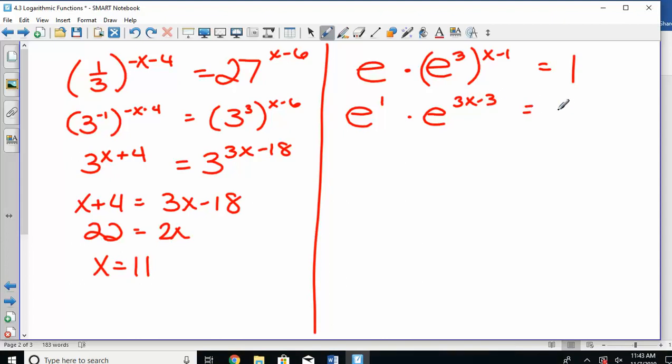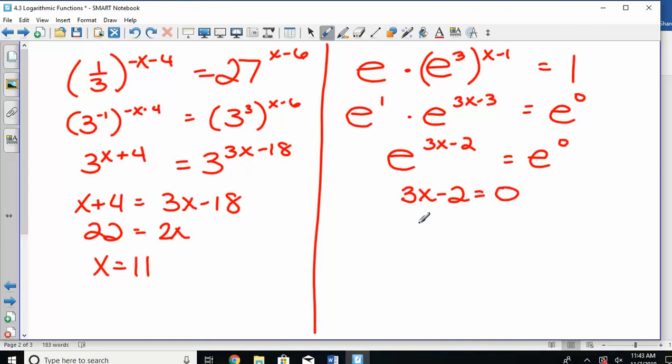How would you write 1 as e? If these are multiplied, what do you do with the exponents? Add them. So 1 plus 3x minus 3 would be 3x minus 2. I'm going to get 2/3 first. So are we good with the inverses and exponentials?